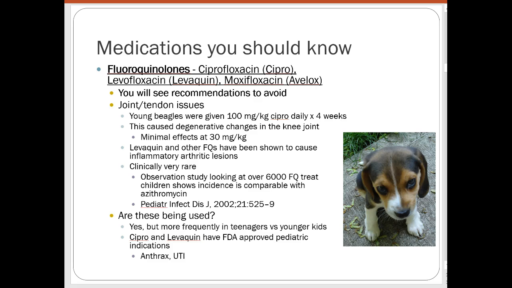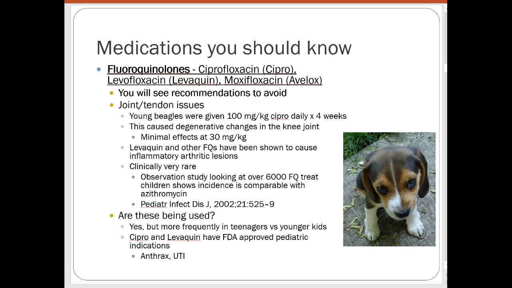Well, the joint tendon issues is something we talked about last fall. They looked at beagles, and they gave them 100 mg per kg of Cipro daily for 4 weeks. That's a really big dose, in case you're wondering. So they overdosed beagles with fluoroquinolones, basically. This caused degenerative changes in the knee joint, and they also showed minimal effects at 30 mg per kg.